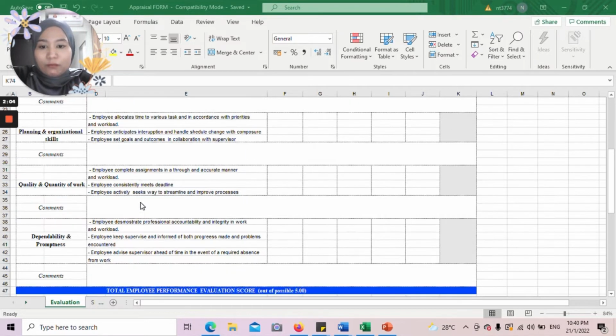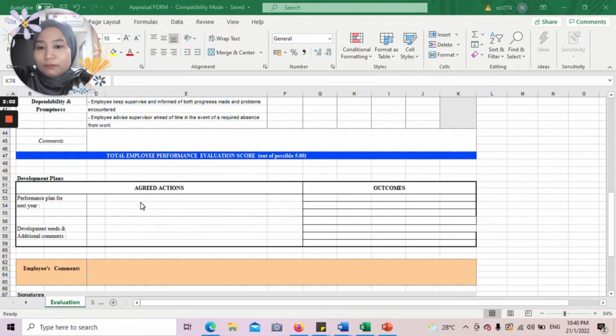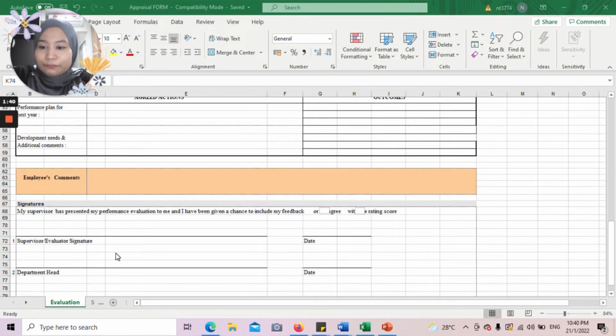Moving to the development plan. In our performance appraisal, we state the action agreed upon by the employer and the outcome we will obtain. We also include comments from the employees themselves. Lastly, at the bottom we provide signatures for the employee and the head of department to sign once the appraisal is done.